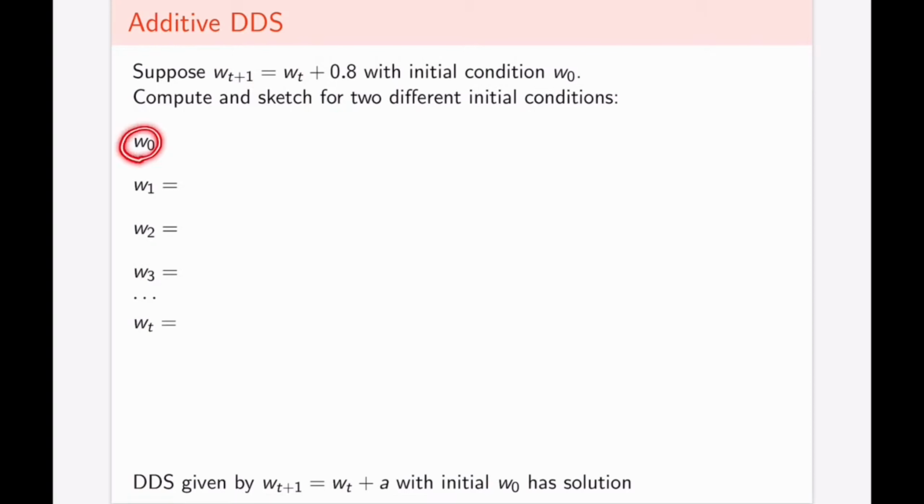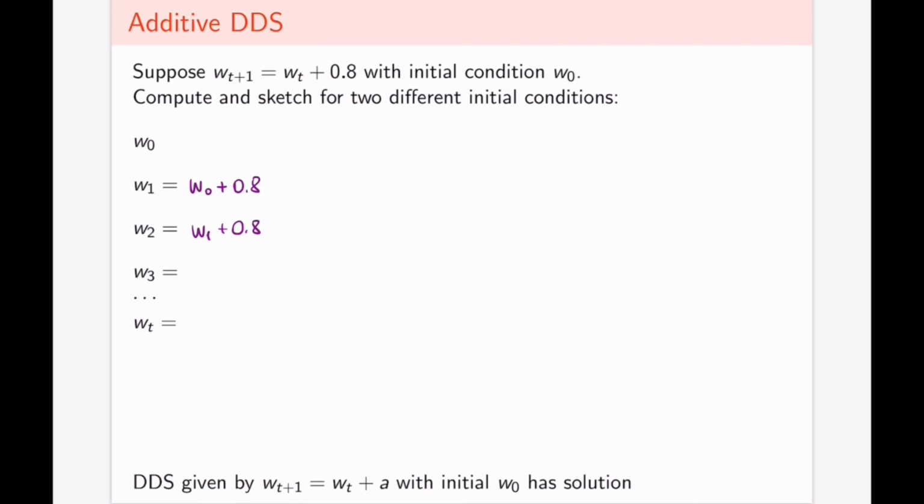If we start with W naught, so our initial condition, what the rule says is for the next one, I simply add 0.8 to the previous state. So to compute W1, I will take W naught plus 0.8. Again, you can think of that as plugging in t equals 0 into the formula above, and then you will get this exact same expression. For W2, again, to compute the next state, I have to take the previous state and add 0.8 to it. So I take the previous state, which is W1, and I add 0.8 to it.